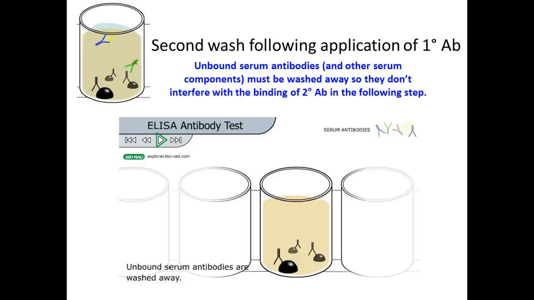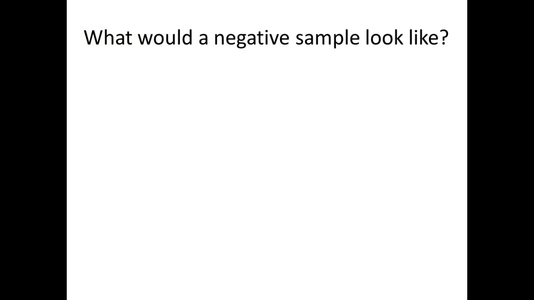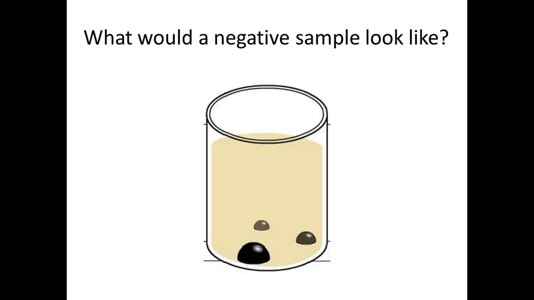Good point. What Peter's bringing to light is that the sample you usually are putting in is a bunch of different antibodies. You really only want the one that's sticking to the antigen to stay behind. Any unbound ones need to be gone. Otherwise, it will mess up your test and give you inaccurate results, because this secondary antibody will bind to any antibody.